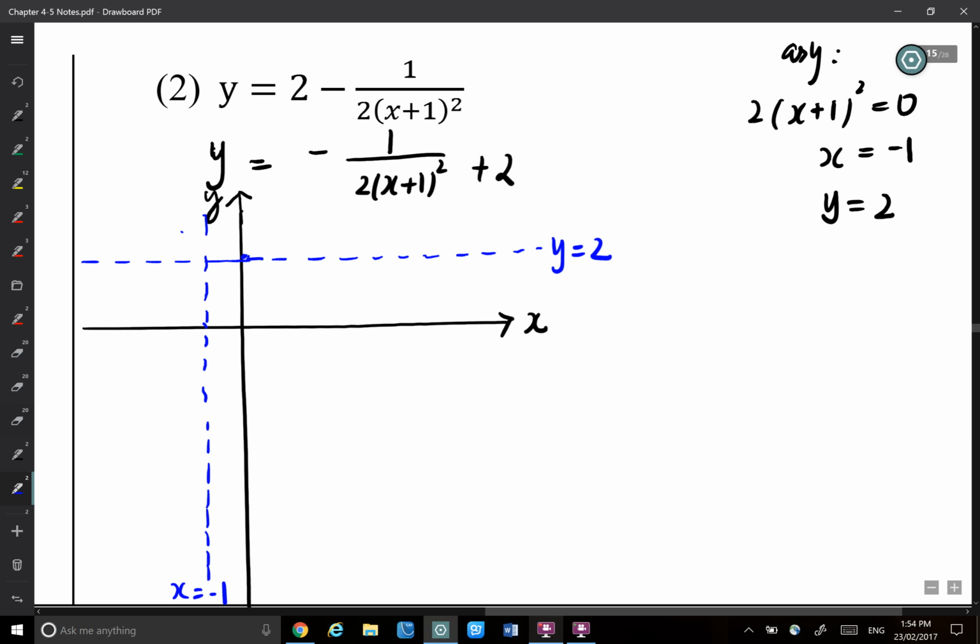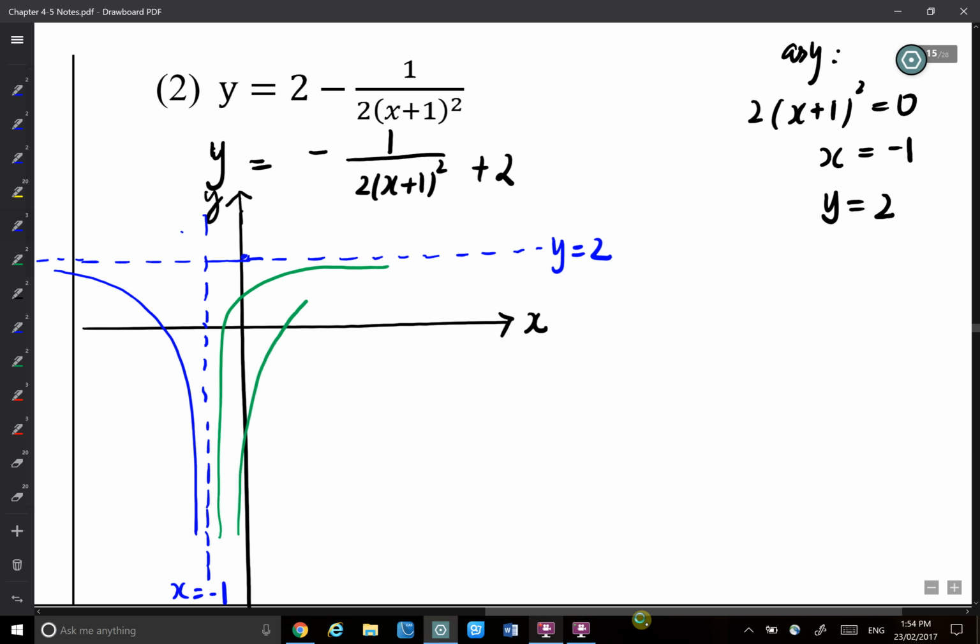Because it's negative, the graph will go this way. For this part, it can go this way. Can you see the graph? It can pass through this way, or it can pass through this way. So I need to work out the x and y intercepts first. Let's go find the x and y intercepts.